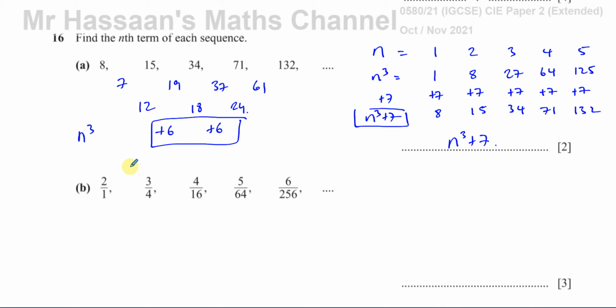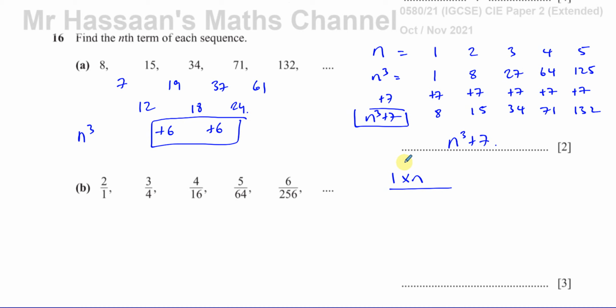So if they're increasing by 1 each time, that means there's a common difference of 1. The first row of differences will be a constant of 1. That means it's got something to do with the 1 times table, because numbers that increase by 1 each time are related to the 1 times table, which increases by 1 each time. So it's got something to do with 1 times n. The numerator is going to have something to do with 1 times n.